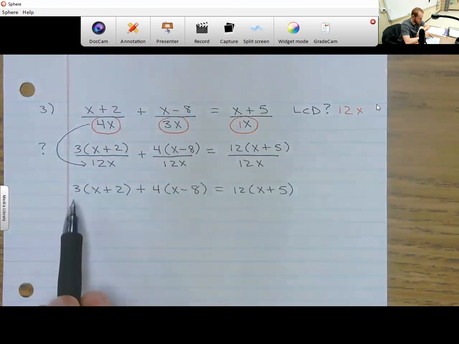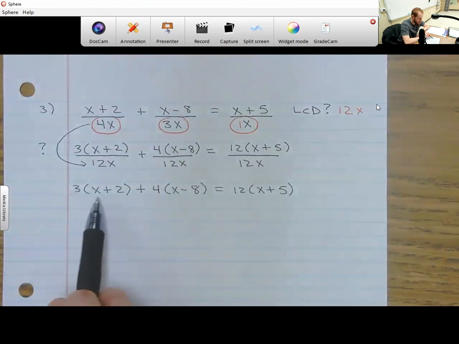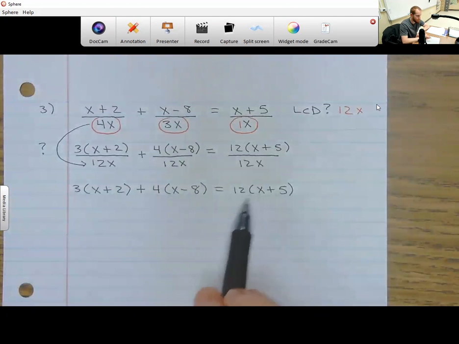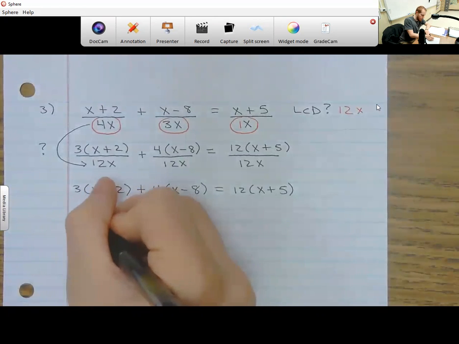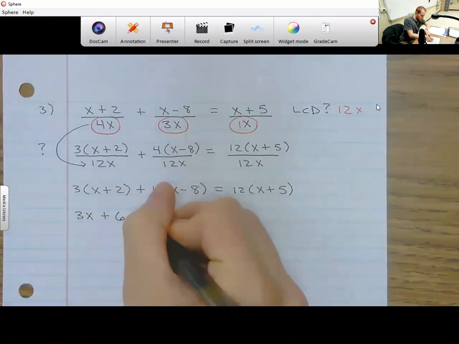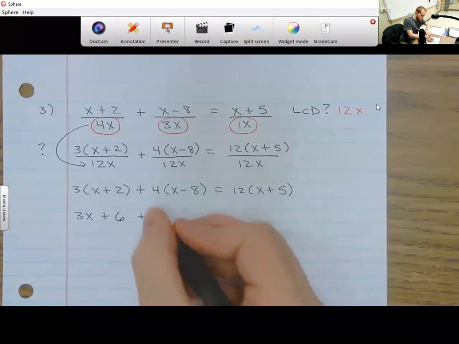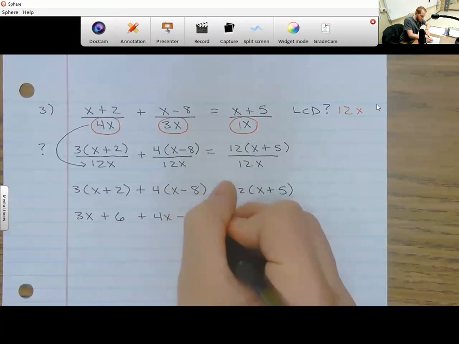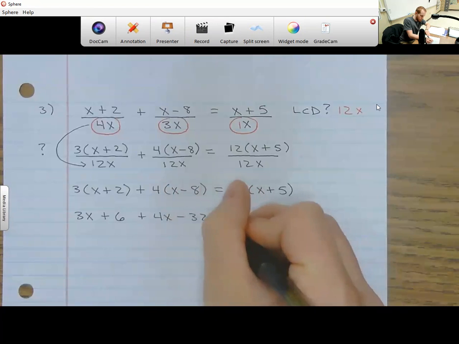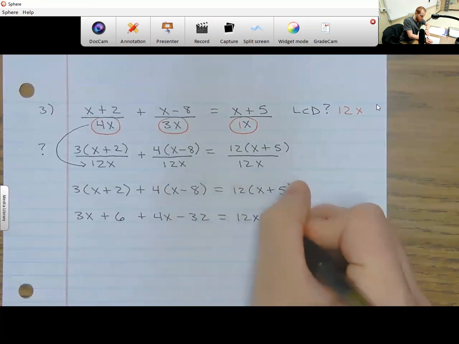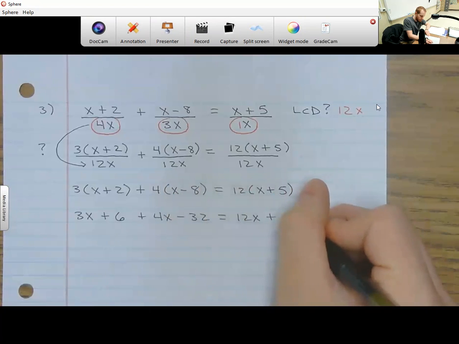Okay, so now I can pretty much go from there. I can distribute the 3 to everything here, distribute the 4 here, and the 12 here. So what do I get? I get 3x plus 6 plus 4x minus 32 equals 12x plus 60.